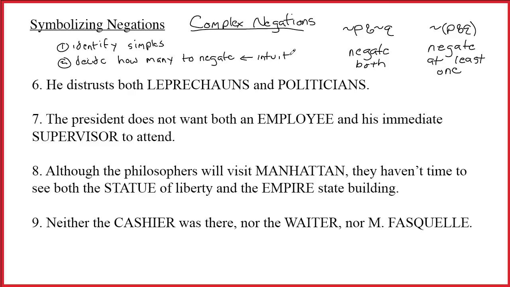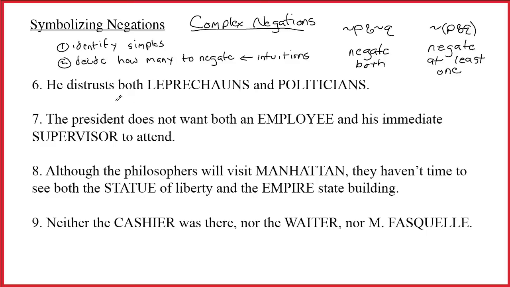That is, you can't look for simple tricks like, oh, the sentence has the word both in it, so that means I'm going to negate both. It doesn't work that easily. Okay, so let's do these together. Number 6, he distrusts both leprechauns and politicians.